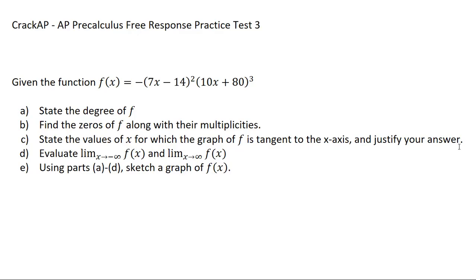All right. I'm assuming some students are already preparing for the AP Pre-Calculus exam. I'm preparing some of my students I'm tutoring right now, so I thought this would be helpful. This is just a problem taken from the website crackap.com. This is free response practice test number 3.